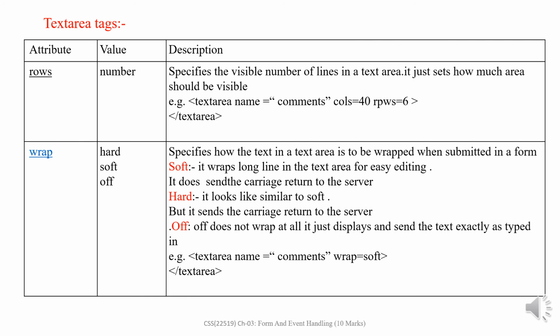The wrap text we have seen in that Excel cell, wrap text. So in HTML, the wrap value can be hard, soft and off. Wrap specifies how the text in the text area is to be wrapped when submitting in a form. First, soft means it wraps long lines in the text area for easy editing. It does not send the carriage return to the server.